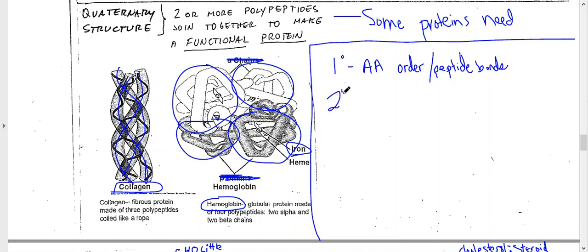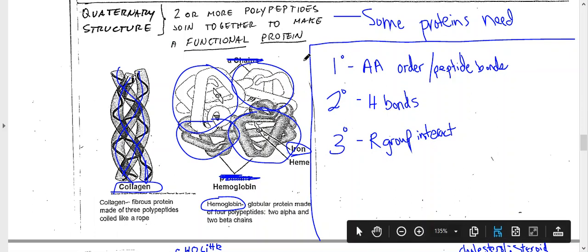All right, secondary structure are the hydrogen bonds in the carbon-nitrogen backbone. Tertiary structure are R group interactions. And then quaternary structure is just multiple proteins interacting with their R groups to make a larger functional protein. All right, so let's draw a line right here.